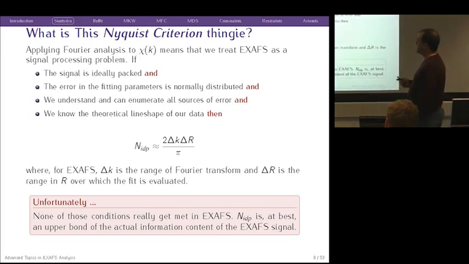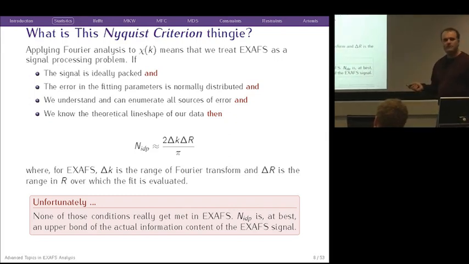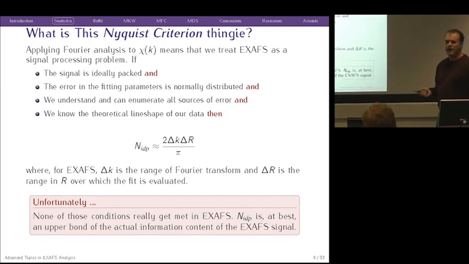So not a single criterion is met. The end result of that is that the amount of information in an x-axis spectrum is less than 2 delta k delta r. So Artemis reports this upper bound, but you need to be mindful of the fact that it's just an upper bound.